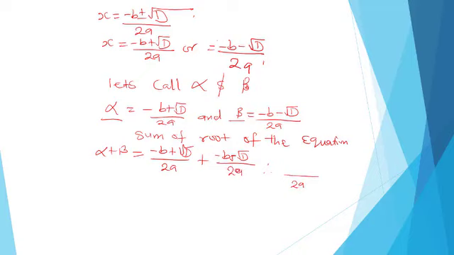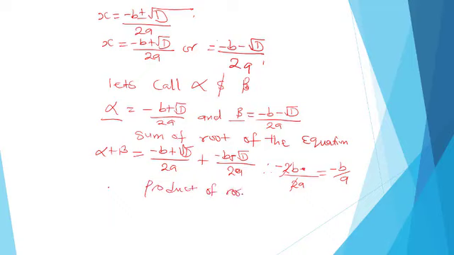Then this minus is minus 2b. Okay, d goes off, so 2 goes with this. We now have minus b all over a. Then let's do the product of roots.